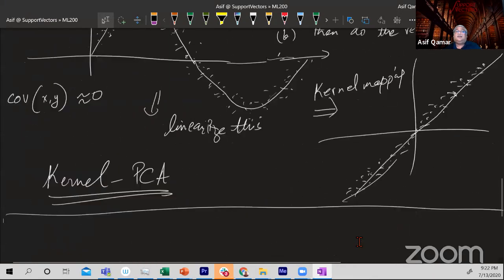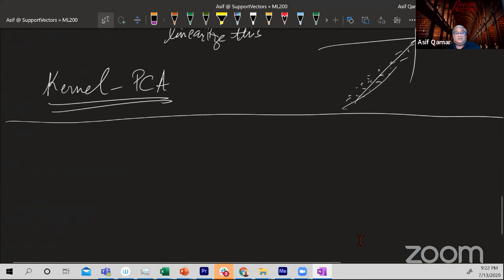And lastly, every technique has its limitations. So kernel PCA, while it is perhaps more powerful than PCA, well, powerful is itself a loaded word, not always more powerful, sometimes more powerful, but it's not so powerful that it can handle every situation.